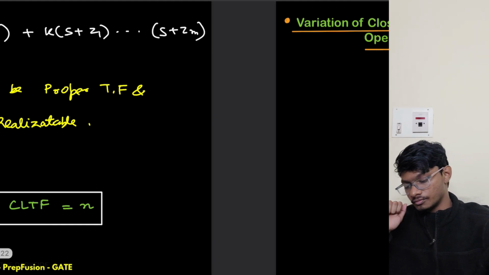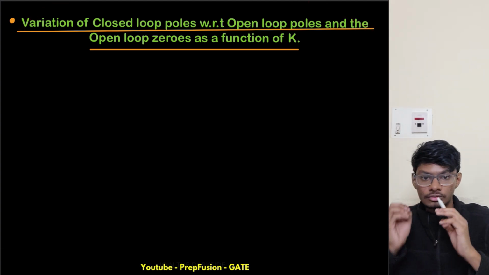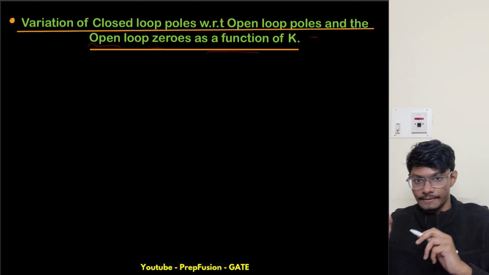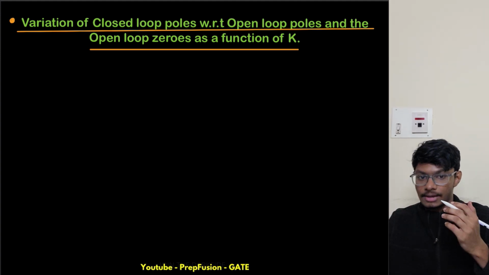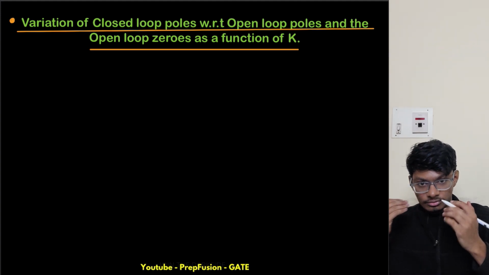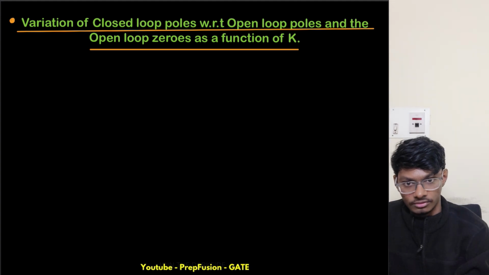Okay, so now this is basically what root locus is. Root locus is the variation of closed loop poles with respect to open loop poles and open loop zeros as a function of k. Okay, so we'll see how this happens. But this is what my root locus provides. My root locus provides a graphical visualization of all this.